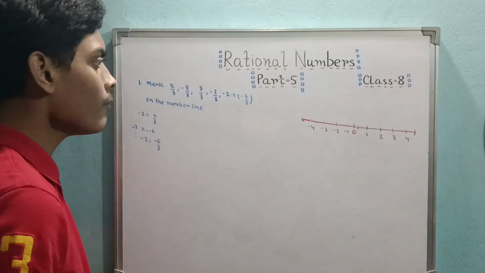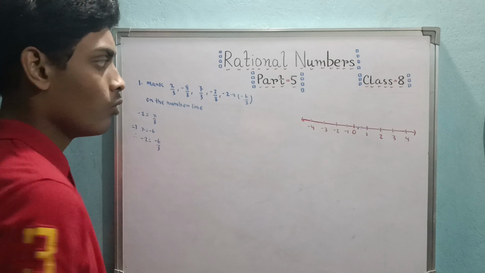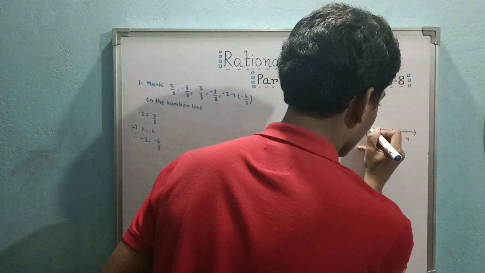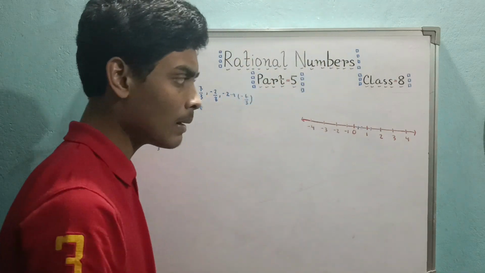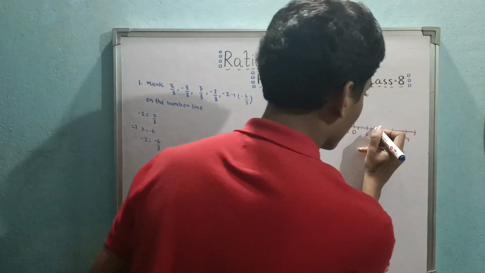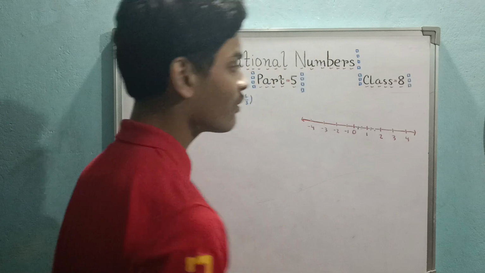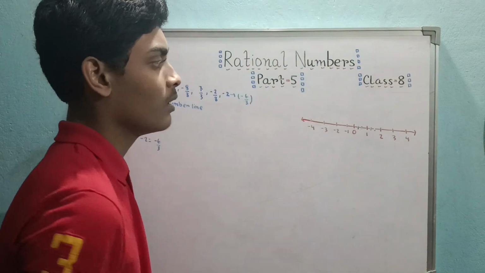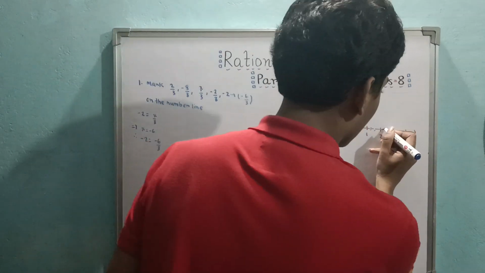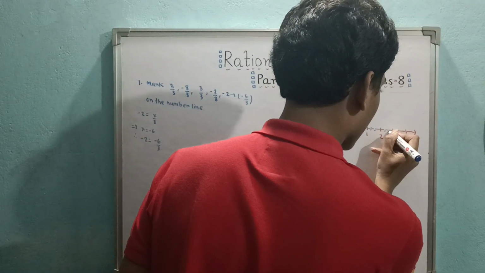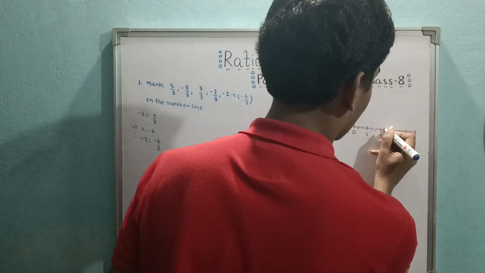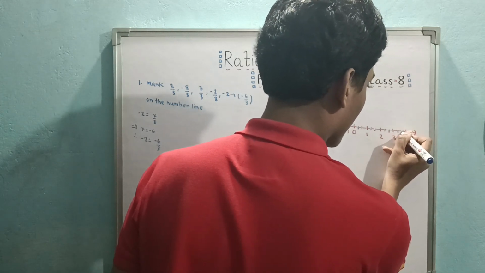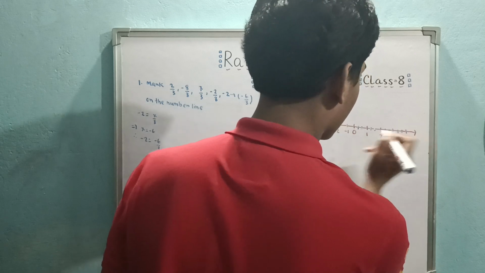Then after 3 by 3, 4 by 3 will come, which is 1 whole 1 by 3. Then 5 by 3 will come, which is 1 whole 2 by 3. Then again 6 by 3 will come, which is 2. Already given. Just like that. I hope you can understand, so I am just directly writing it: 7 by 3, 8 by 3, then 9 by 3, which is 3. 10 by 3, 11 by 3, 12 by 3, which is 4.